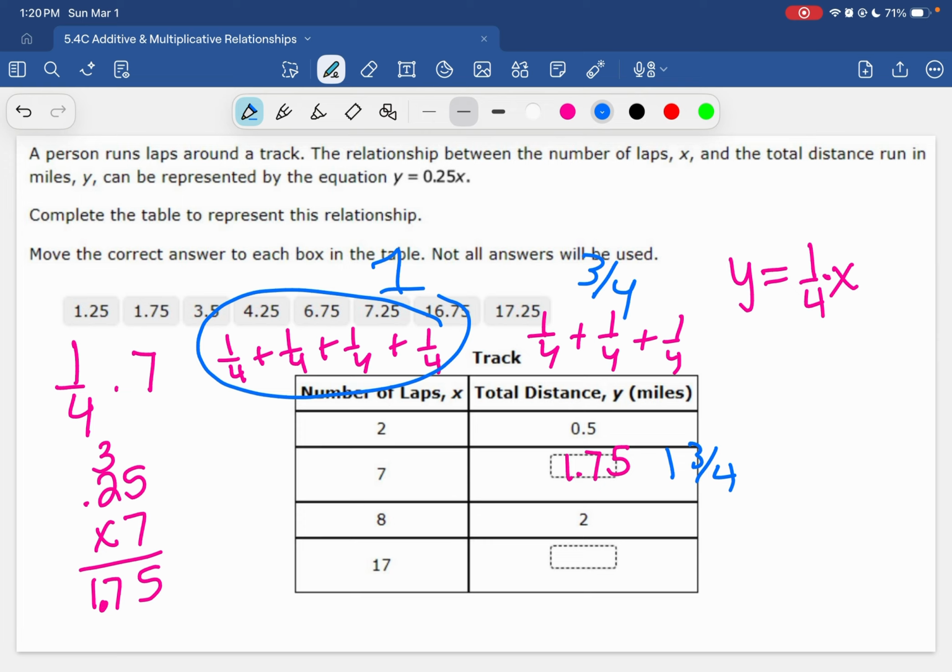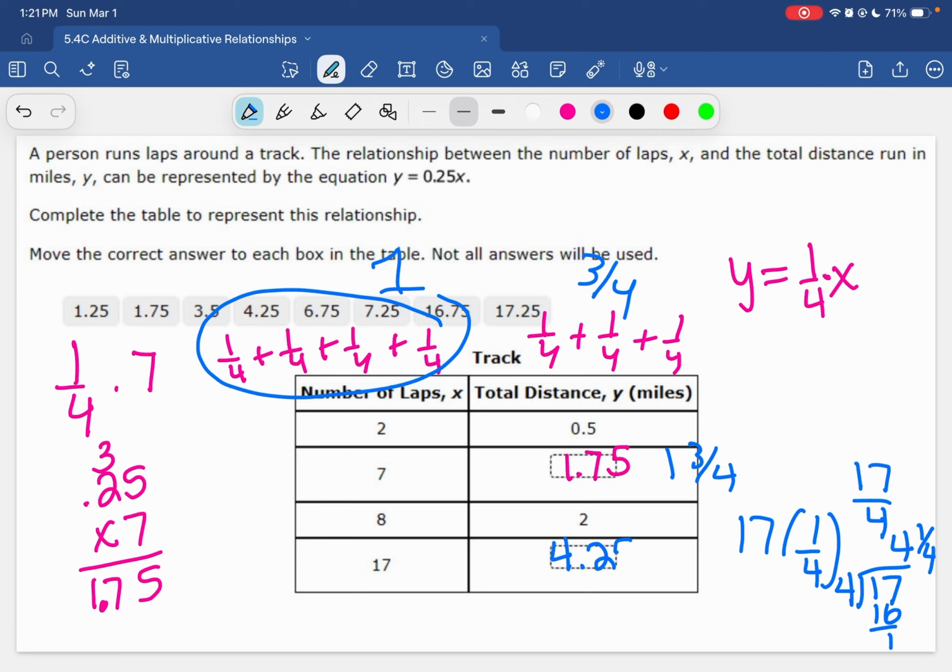The next one is 17 groups of 1/4. So you have 17 fourths. You can divide, which is not kids' favorite, but that's okay. 4 goes into 17 4 times, 16. And then you got 4 and 1/4, which is equivalent to 4 and 25 hundredths. I think kids would be more successful if they just do repeated addition, just from what I've seen in the class.